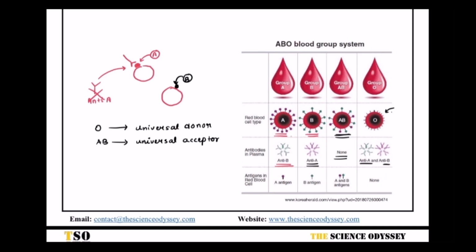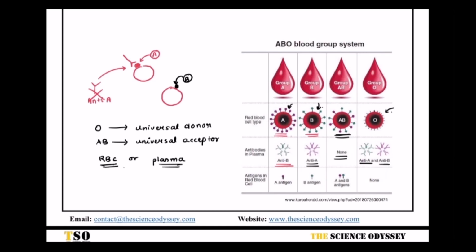Now, you can have a question: the person who has the O blood type would have anti-A and anti-B altogether, so how can the O blood type person give blood to A or to B? This question can arise. When we are talking about donation, it is either RBC donation or plasma donation. So according to this, the blood groups are selected.